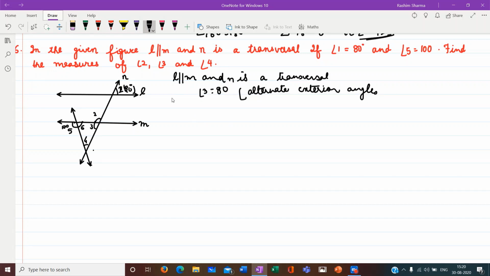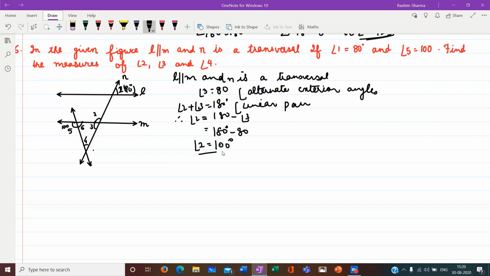And 2 and 3 are in linear pair, isn't it? So we will write 2 plus 3 is equal to 180 degree. Why? This is a linear pair. Therefore, angle 2 is equal to 180 minus angle 3. And angle 3 we know is 80 degree. 180 minus 80. So angle 2 comes as 100 degree. Now we got angle 2 and 3.